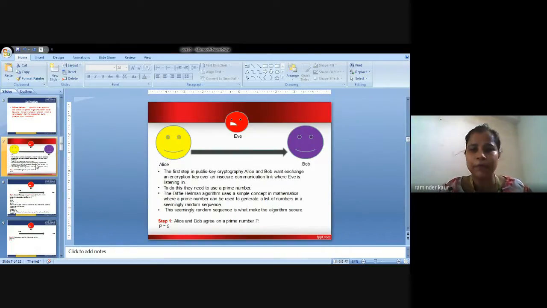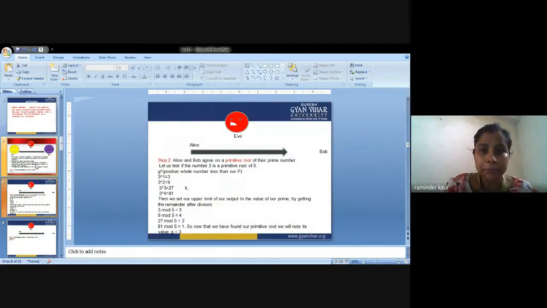So next is step 1. Alice and Bob agree on prime number P is equal to 5. Next is step 2. Alice and Bob agree on primitive root of their prime number. Let us test if the number 3 is a primitive root of 5. G raised to power positive whole number less than our P. That we already computed in the third step. So then we set upper limit. That is why I am writing the limits.